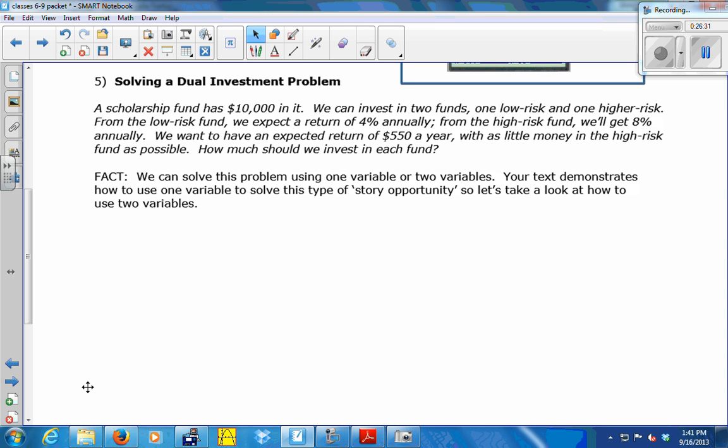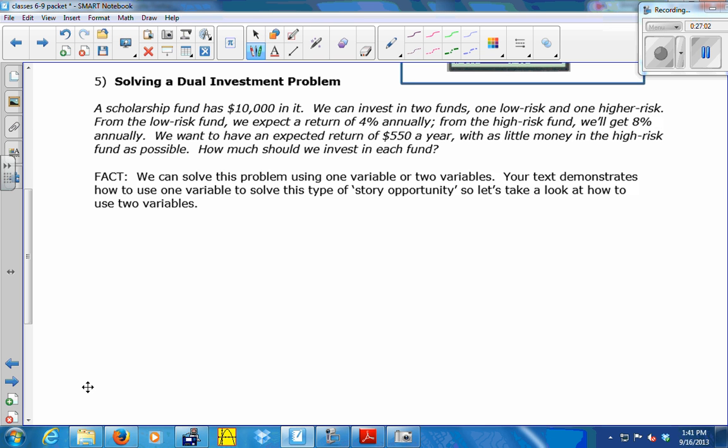So the idea being that we want $550 a year return because maybe that's the amount of our scholarship. We're going to give out $550 a year, and this way we'll never run out of our original $10,000. We just each year we make $550 in interest and we give it away, right? And we still have $10,000. So we want to make this $550 with the least amount of risk possible. We don't want to put more money in the high risk fund than we have to.